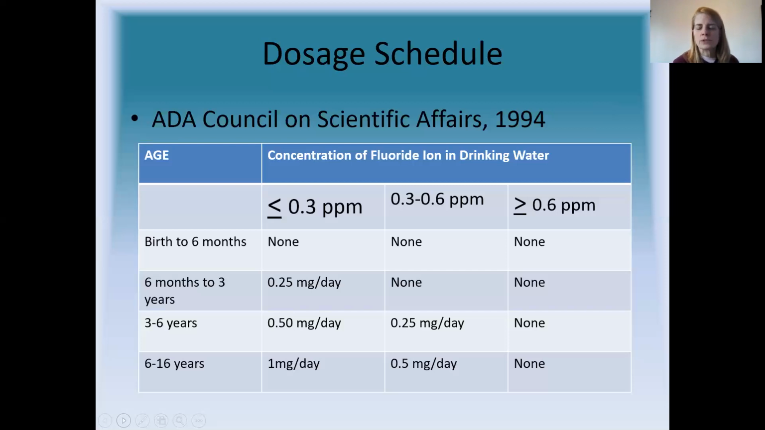And these milligrams don't equate to the parts per million. So when they say 6 to 16-year-olds on this chart, if it's less than 0.3 parts per million, 1 milligram a day, that doesn't mean 1 milligram plus 0.3 is 1.3 parts per million. That would get them to the optimum level.